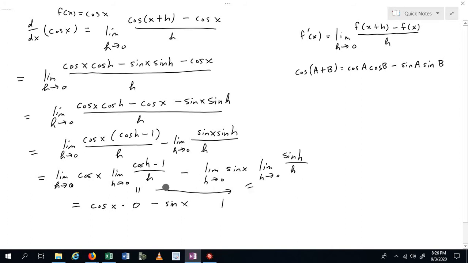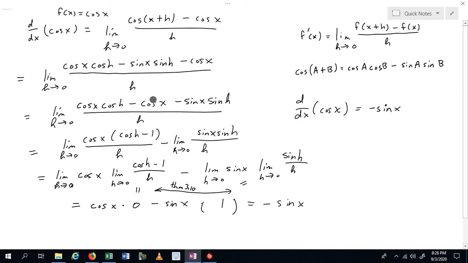Okay, so again, that's by theorem 310. Okay, so it looks like we get 0 minus sine of x, right, which is negative sine of x. Now we know the derivative of cosine of x. It's not sine of x, which is kind of odd. You might think it's sine of x, but it's actually the opposite of sine of x. It's the negative sine x, or the negative of sine of x.